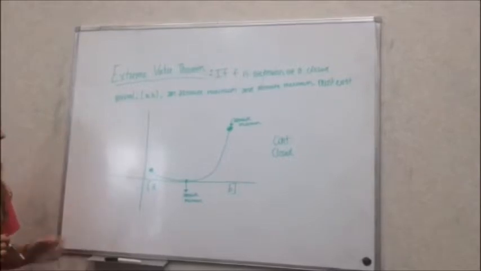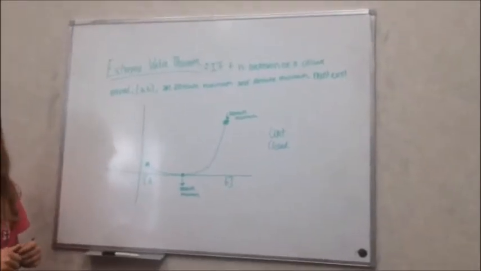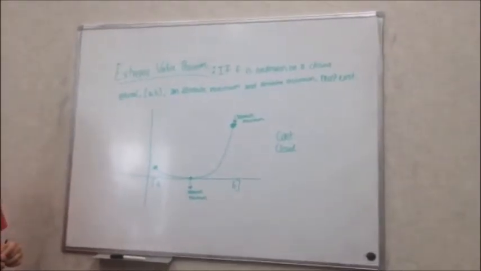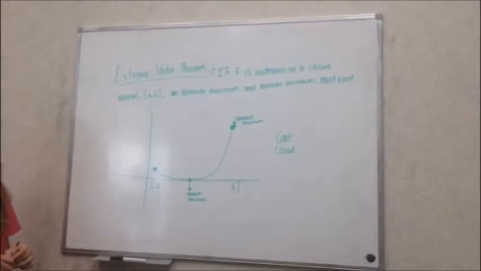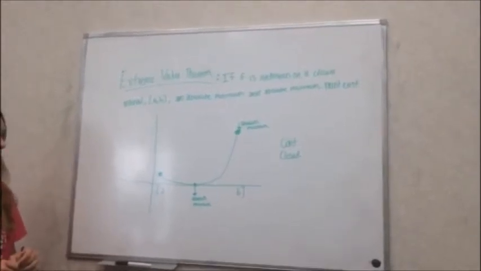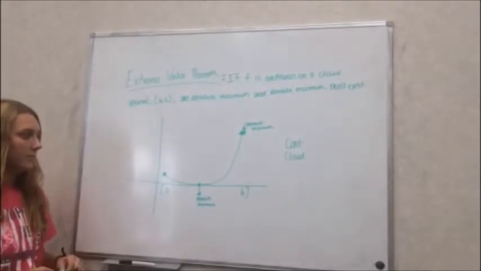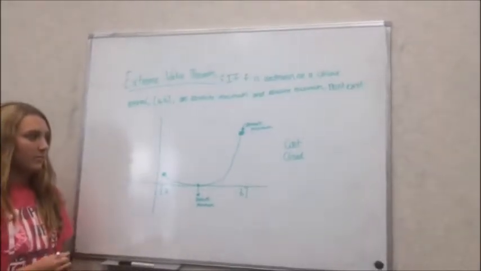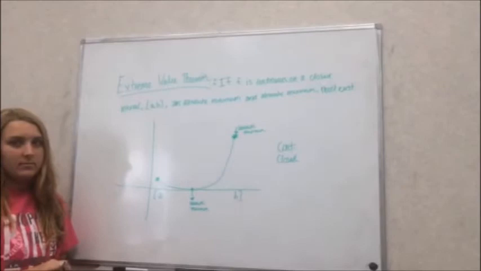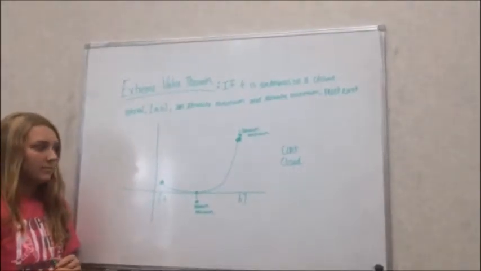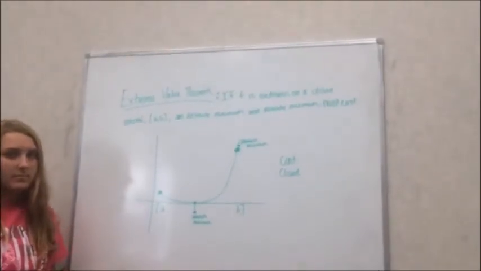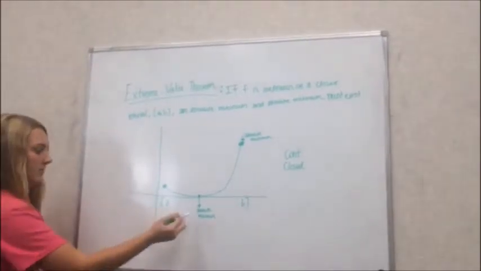The extreme value theorem is defined as: if f is continuous on a closed interval a, b, an absolute minimum and an absolute maximum must exist. The function must follow these rules. The function is continuous, and the function has a closed interval a, b. If both of these points are proven true, there will be an absolute minimum and absolute maximum.